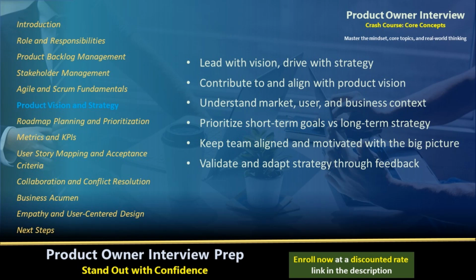Then move into strategy, the roadmap to that vision. What's the market opportunity? What user problems are we solving? How do we differentiate from competitors? Good product owners can answer these questions, or at least show they've asked them. Talk about how you balance short-term priorities with long-term goals, how you define and measure progress towards strategic objectives. If your roadmap changed, explain what triggered the pivot. Was it a change in business direction, new insight from user testing, or a drop in usage metrics?